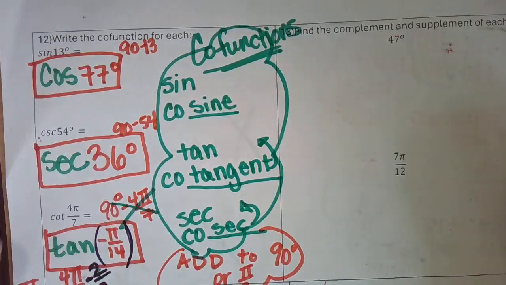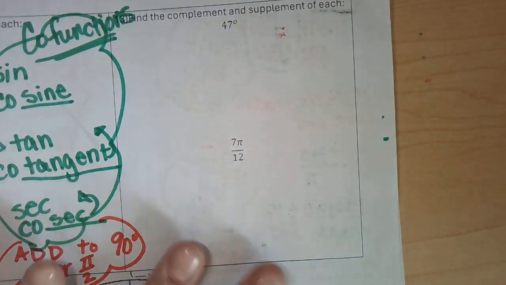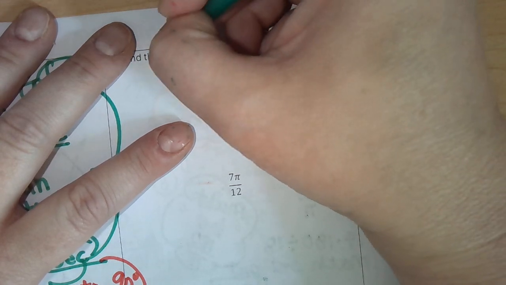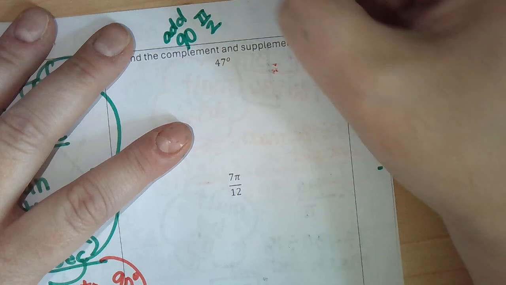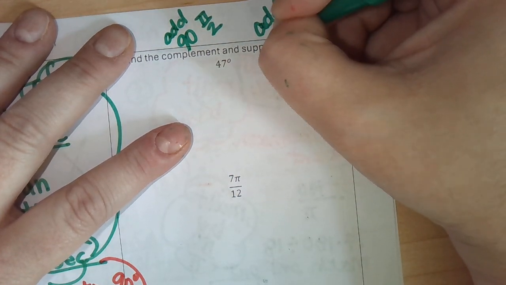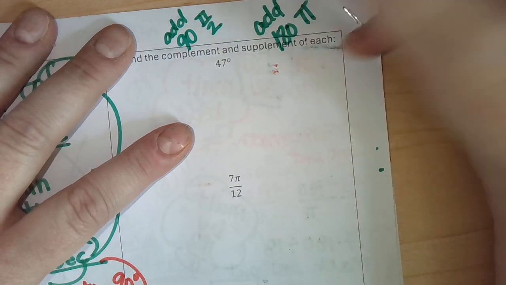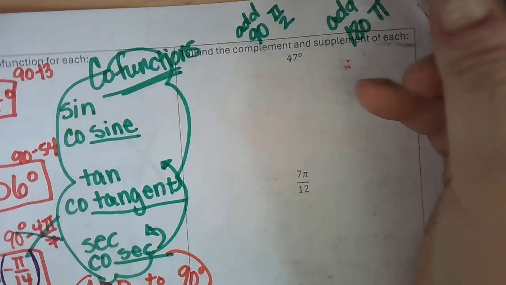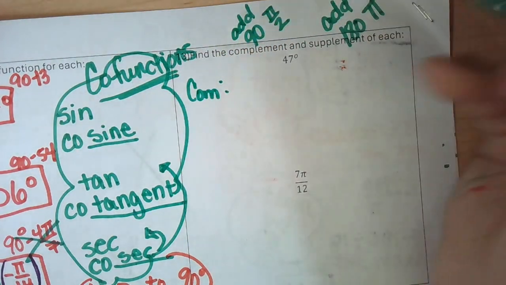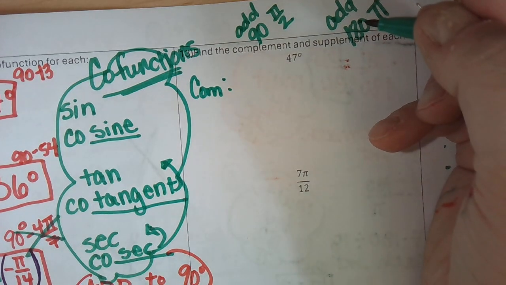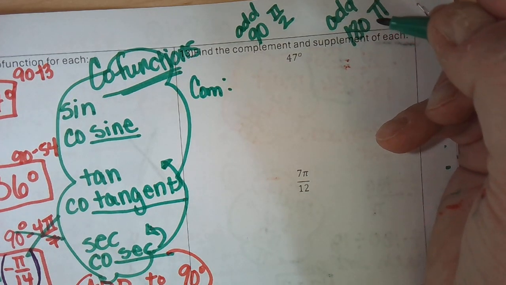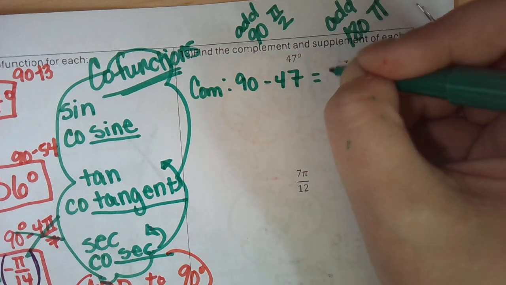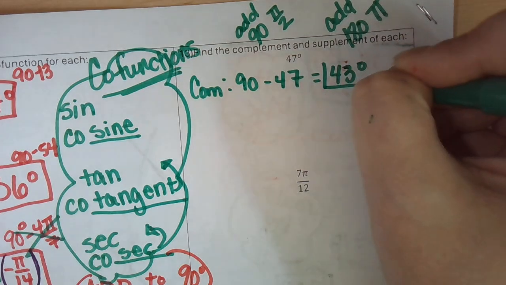All right, last one. Find the complement and supplement of each. We did this. Okay, complement adds to 90 or pi over 2. Supplement adds to 180 or pi. So let's see here. This first one is in degrees. So for our complement, another way to think of adding to 90 is to think backwards with subtraction. So 90 minus 47 is 43 degrees. Hey, that's our complement.